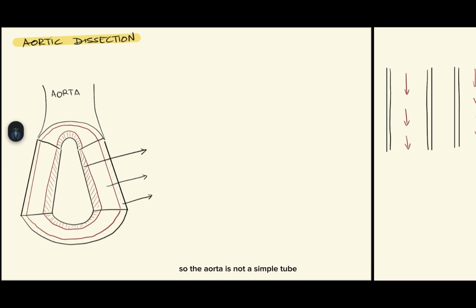So, the aorta is not a simple tube, it has three distinct layers, and understanding each is essential for understanding dissection. So, the first layer is intima. This is the inner endothelial lining, it is smooth and quite thin, comes directly in contact with the blood, and this is where the tear begins.